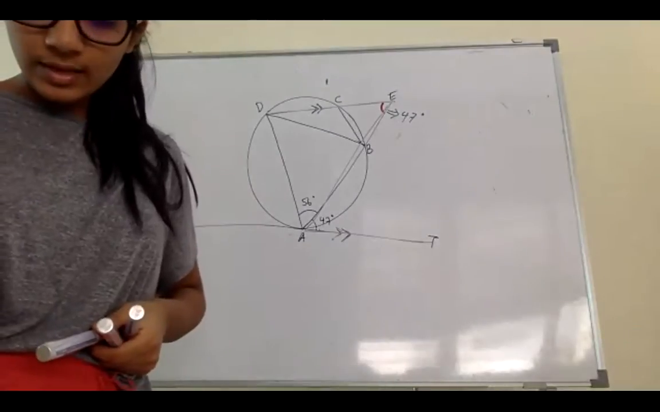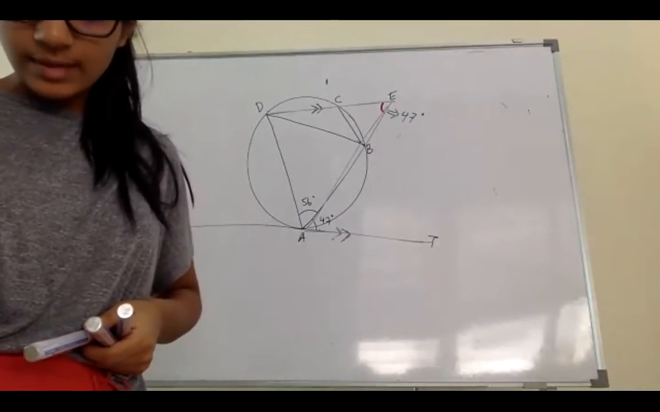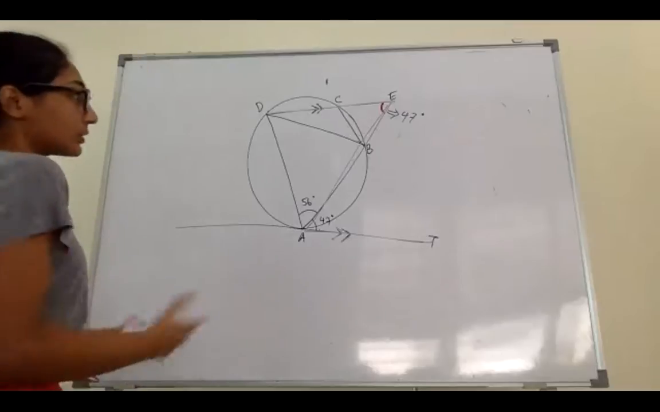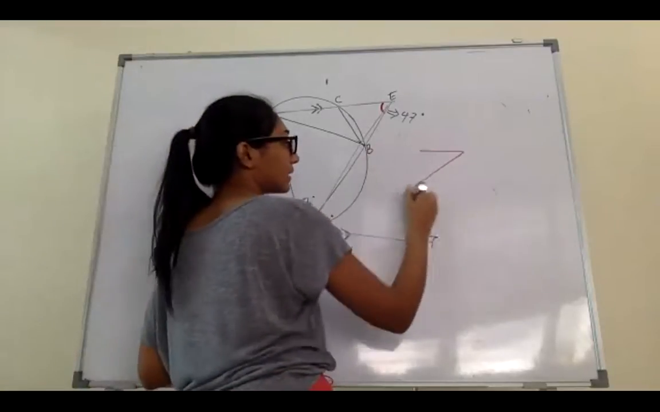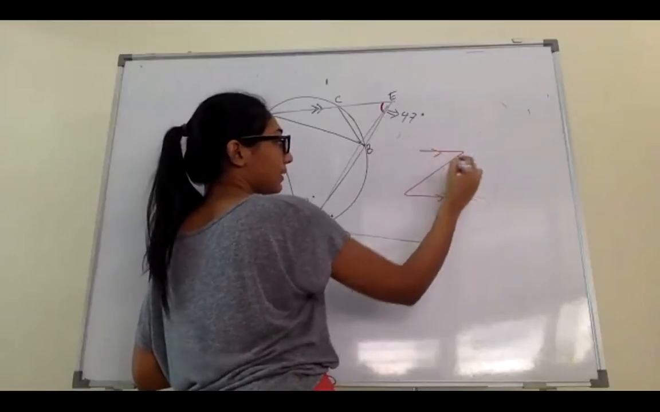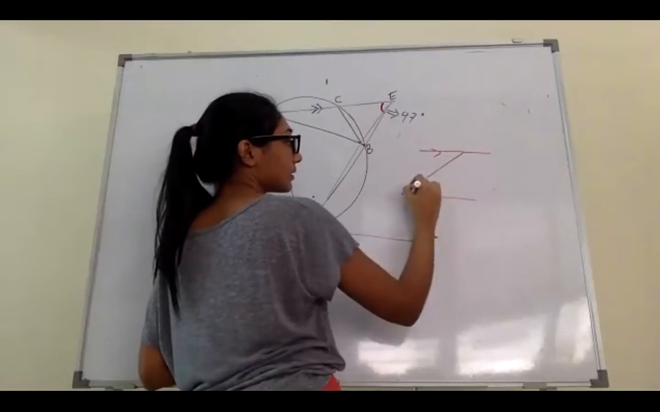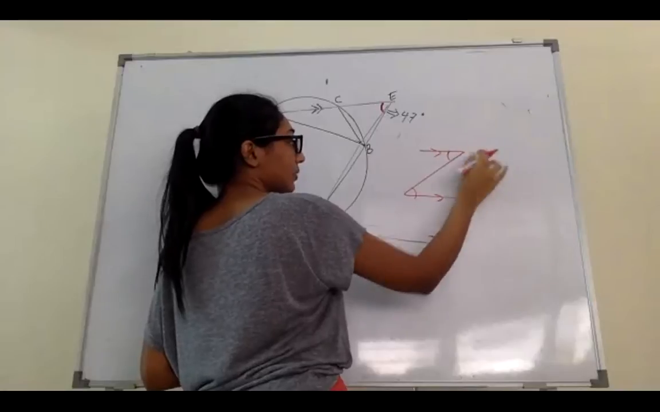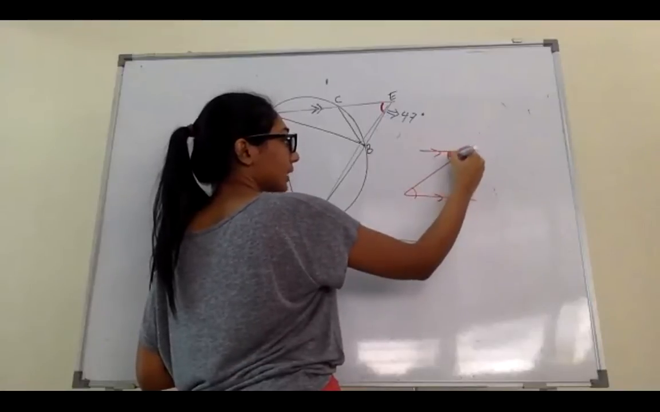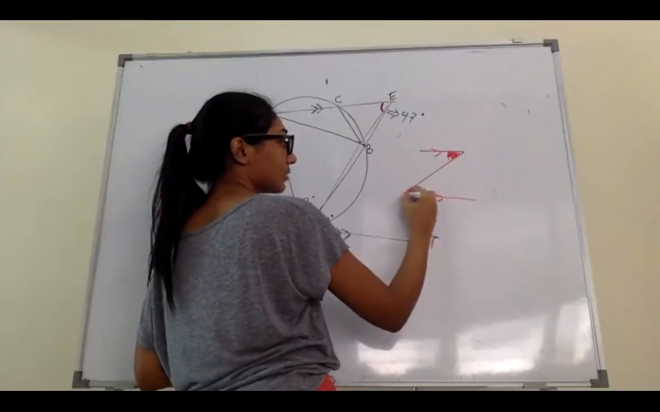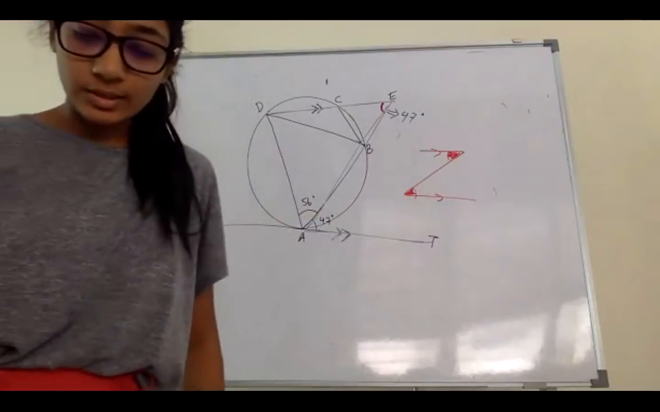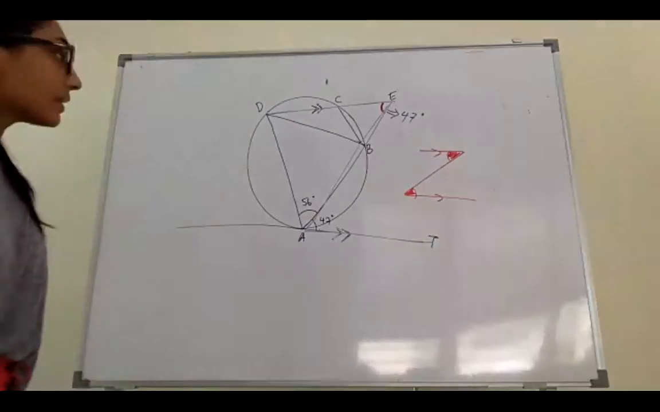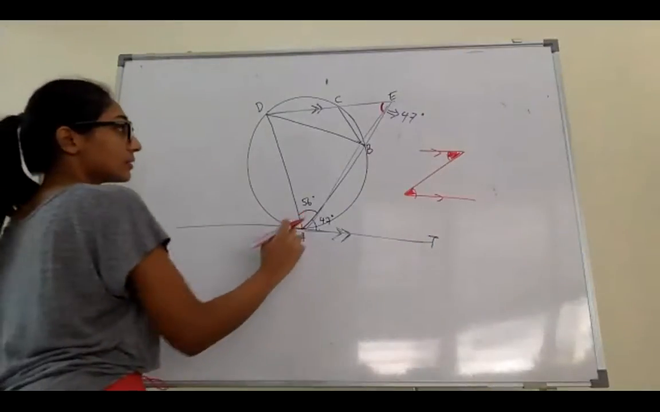So what did you get? 47, yeah. So why? Because it's an alternate angle. Remember the rule? That's for the first rule. Now find the size of... Okay, explain again, Acha.